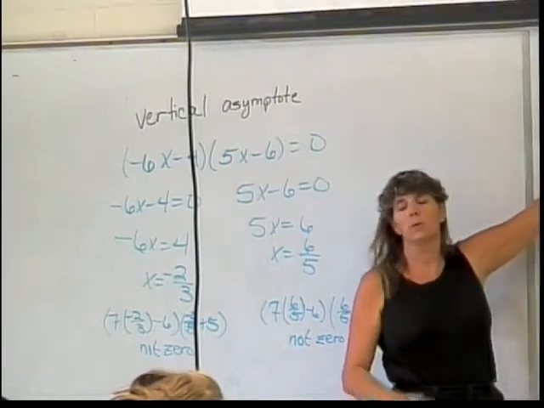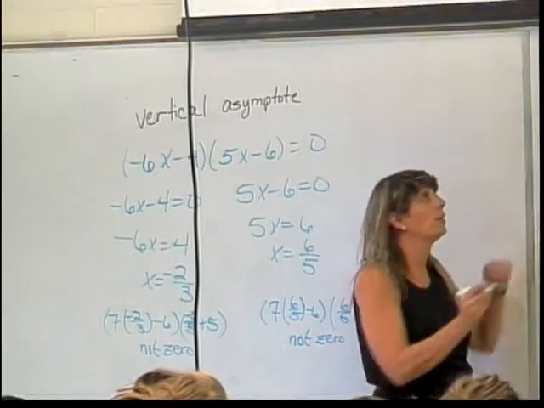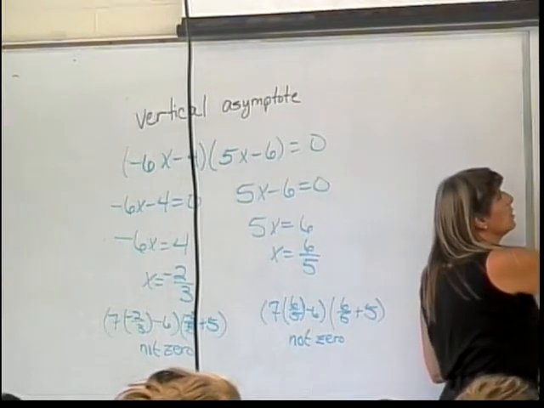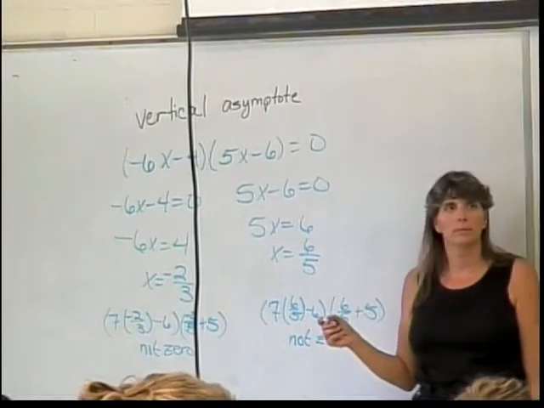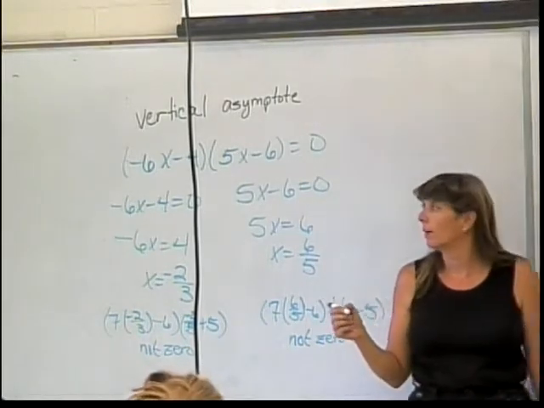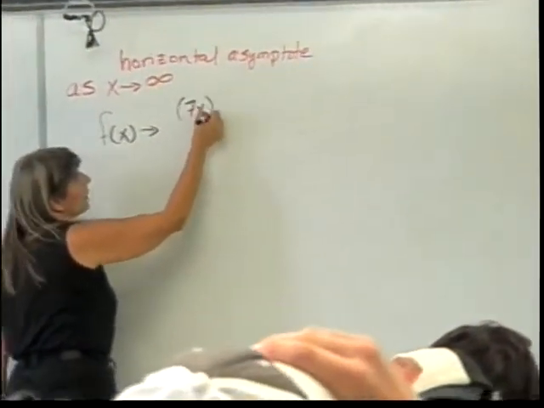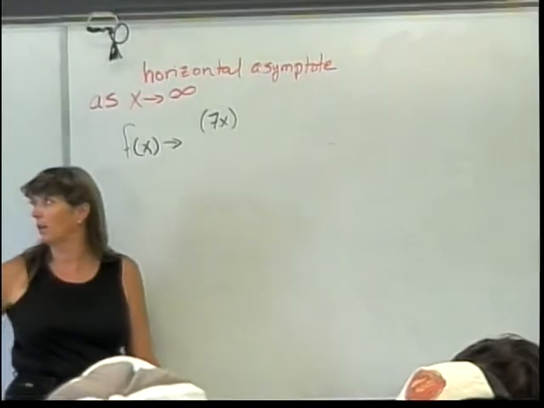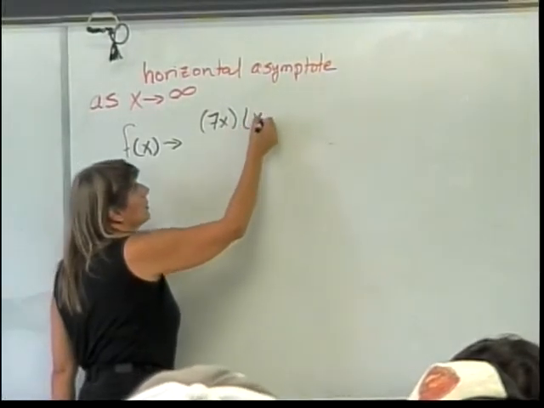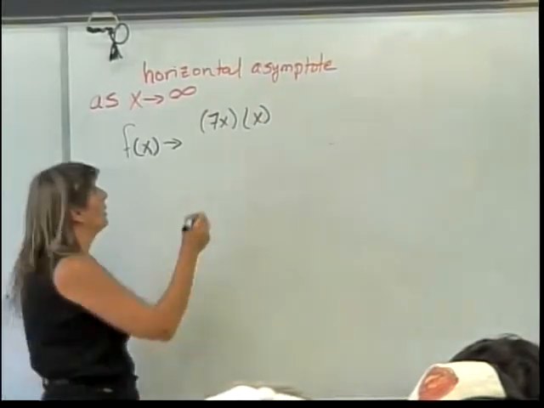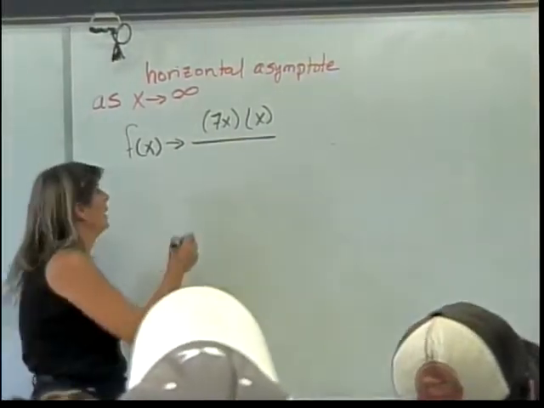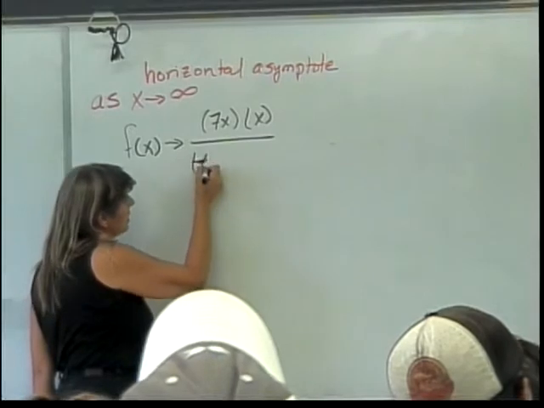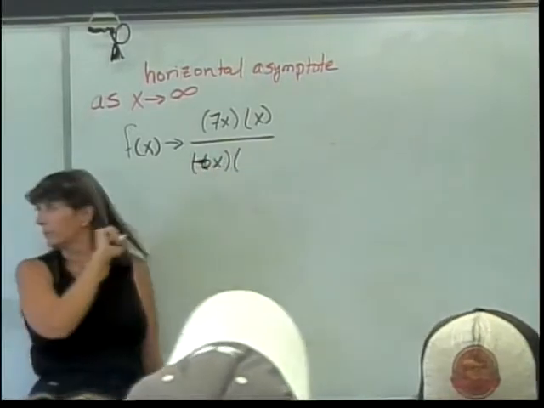My horizontal asymptote always starts out as x approaches infinity. My function is going to approach something. What is it going to get close to? Who knows? Well, the numerator important will be the 7x, because the minus 6 doesn't mean anything, and the x, because the plus 5 doesn't mean anything. And my denominator, the important parts will be negative 6x, negative x, and what was the other one?